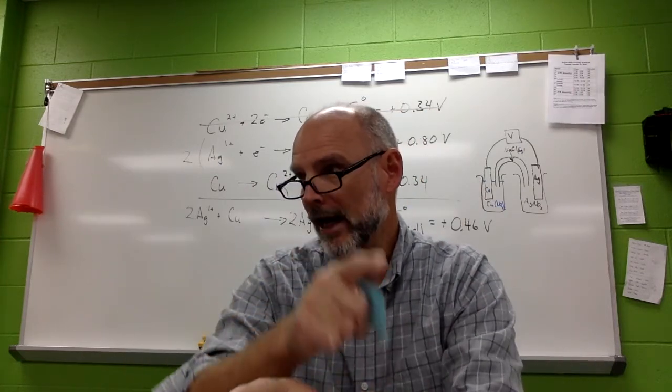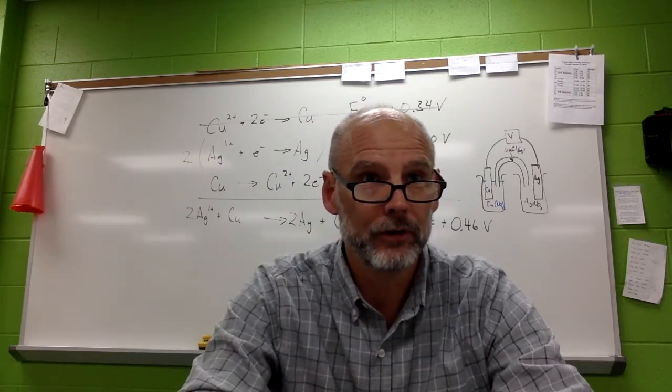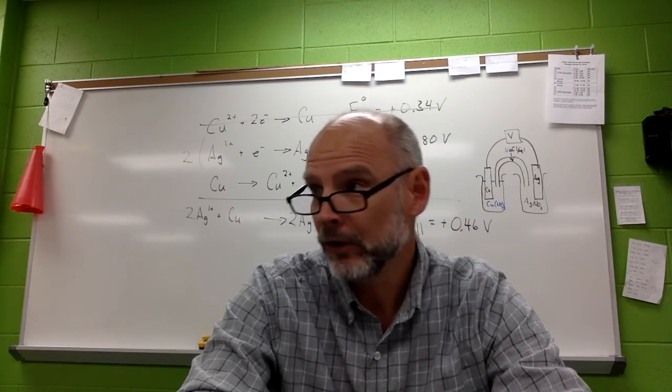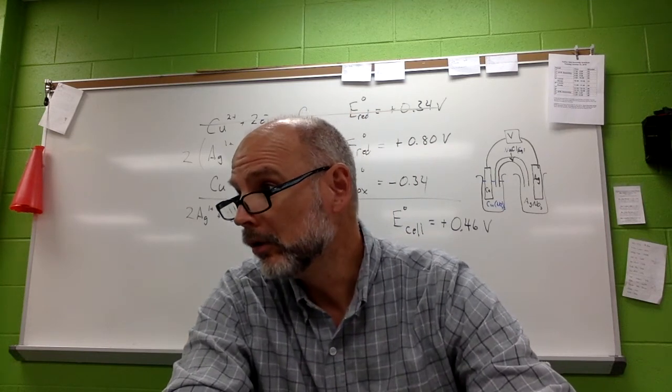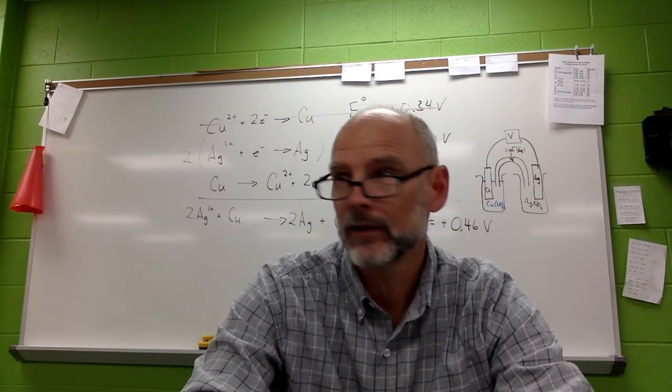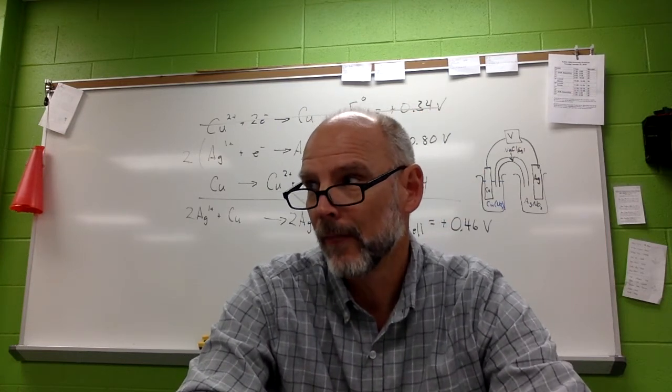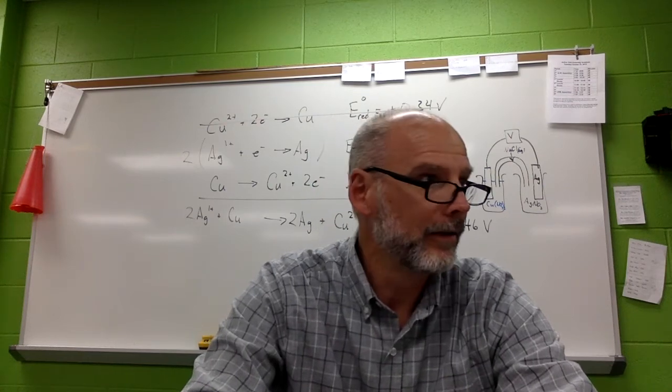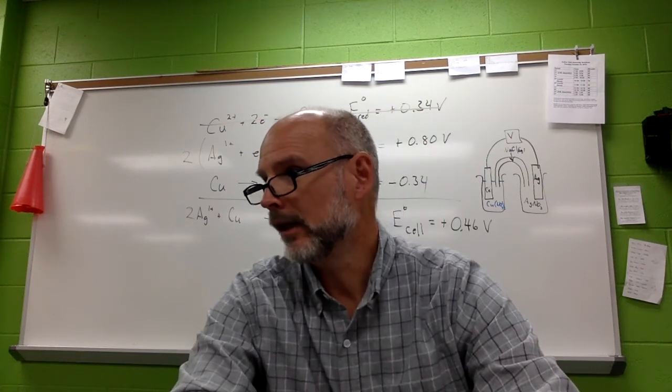On the flip side of that, though, what did the silver do? It reduced. Did it reduce on its own? No. What caused it to reduce? What was present that caused it to reduce? The copper. So the copper is the reducing agent.